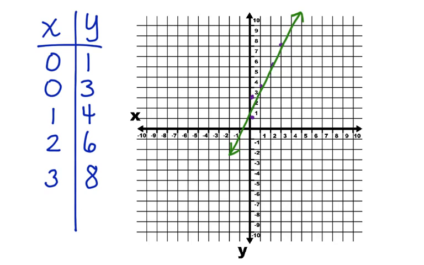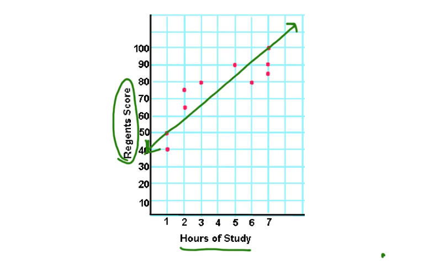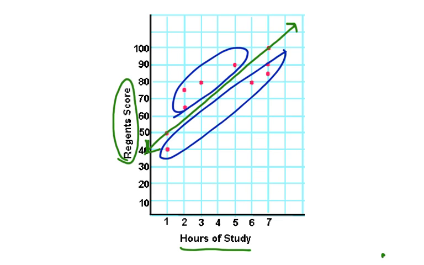Let's look at another scatter plot. Here's a scatter plot that shows a relationship between the hours of study that a person does and a score on a test called the Regents. We can draw a line of best fit for this data. Here's a line of best fit. It's difficult to tell because there are points above the line and below the line. But there are these 2 points which are actually on the line. And this is still the line of best fit for this data set.